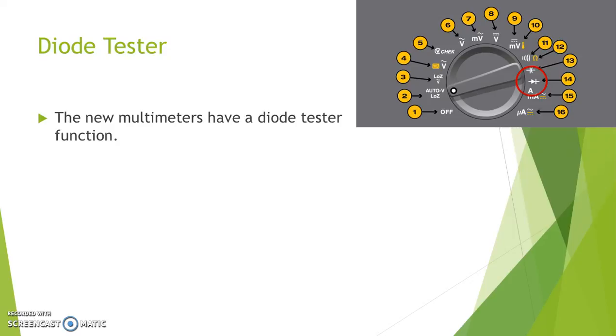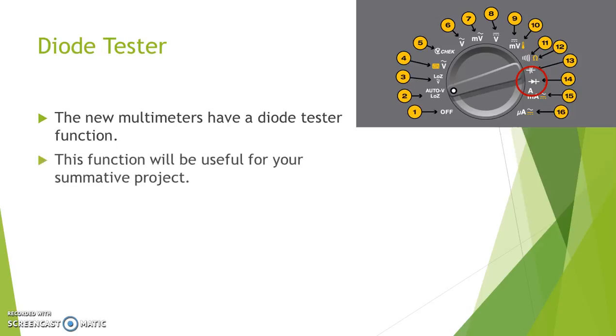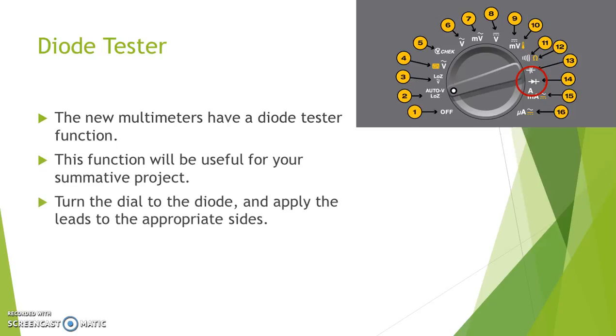What I can say is that the high-end multimeter that I use, the orange one in the classroom, will actually allow you to test LEDs as well, because LEDs are a kind of diode. Anyway, if you want to test diodes, you simply apply the leads to the appropriate sides and change the diode tester function. If you want to test your LEDs, unfortunately, you need to use a very good multimeter like mine.